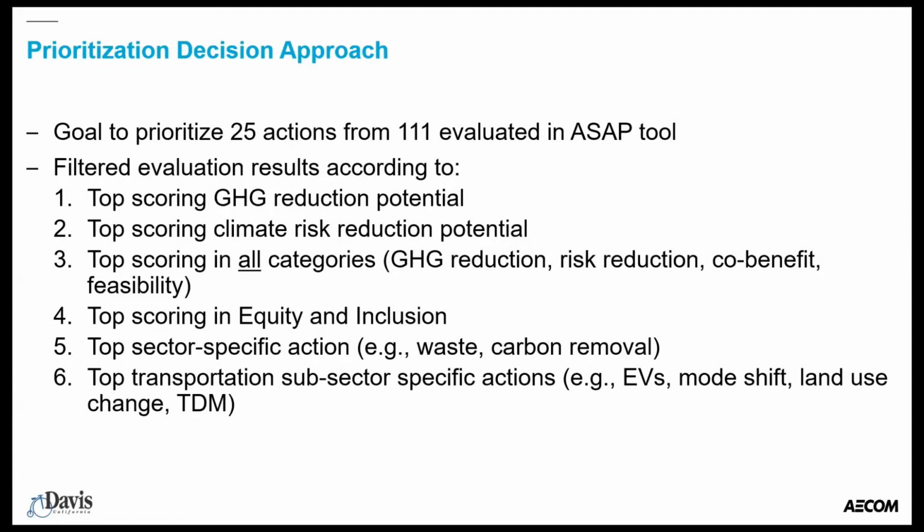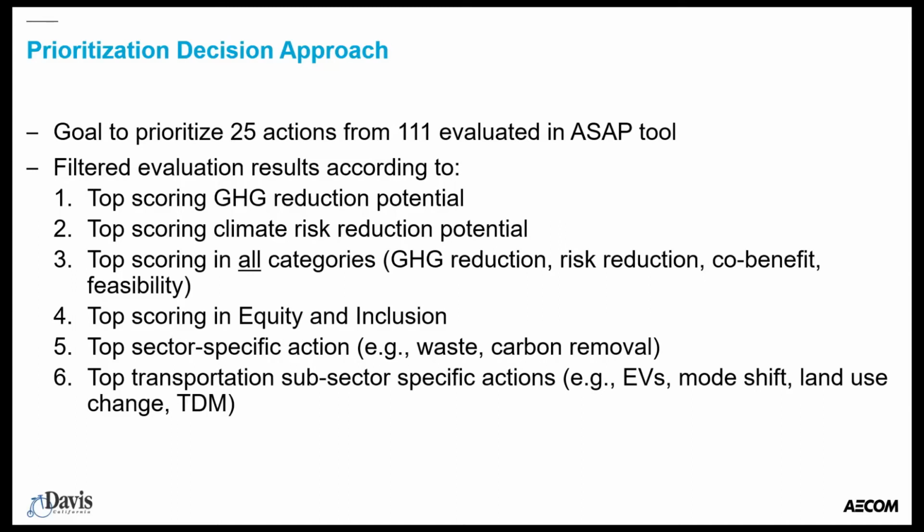The ASAP tool does not tell you your priorities. It doesn't even give you a combined score for each action. It instead gives you scores for each of the action evaluation areas: greenhouse gas reduction, risk reduction, co-benefits, and feasibility. And that was a conscious decision when designing the tool to help preserve the nuance within each of those evaluation areas. What that means, though, is that the users then need to interpret the results following the evaluation process to define their set of priorities and make sure that those priorities are right for you.